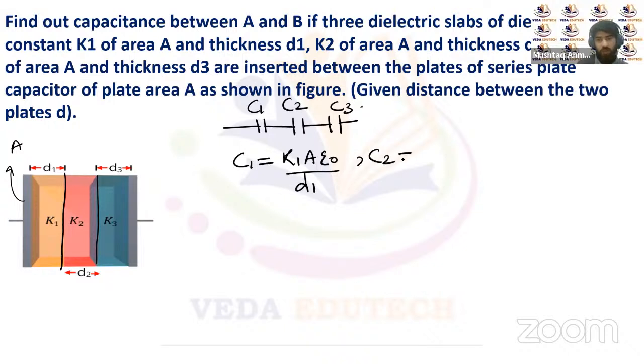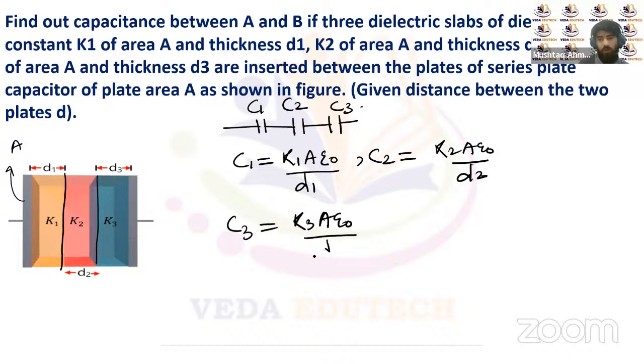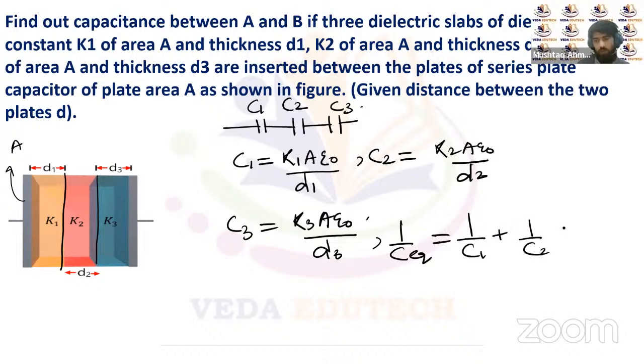Similarly, C2 will be equal to K2 A epsilon naught upon D2, right? And C3 here will be equal to K3 A epsilon naught upon D3, right? Now the equivalent capacitance, because all three capacitors are in series, will be 1 upon C equivalent equals 1 upon C1 plus 1 upon C2 plus 1 upon C3, right? You just have to substitute the values of C1, C2, and C3 to calculate the equivalent capacitance across the two ends of the plates, right?